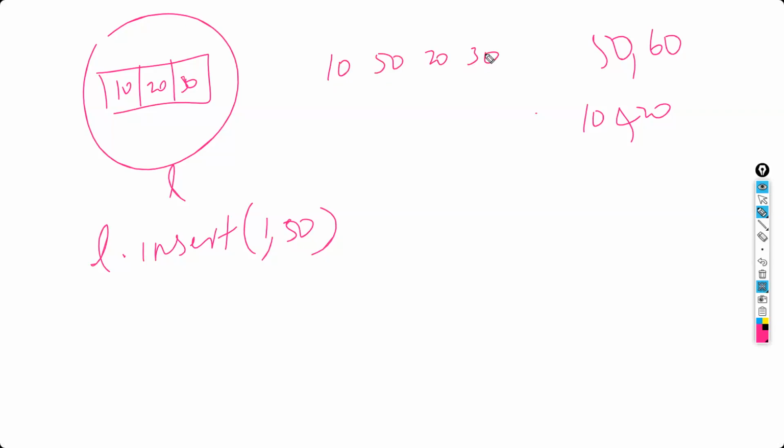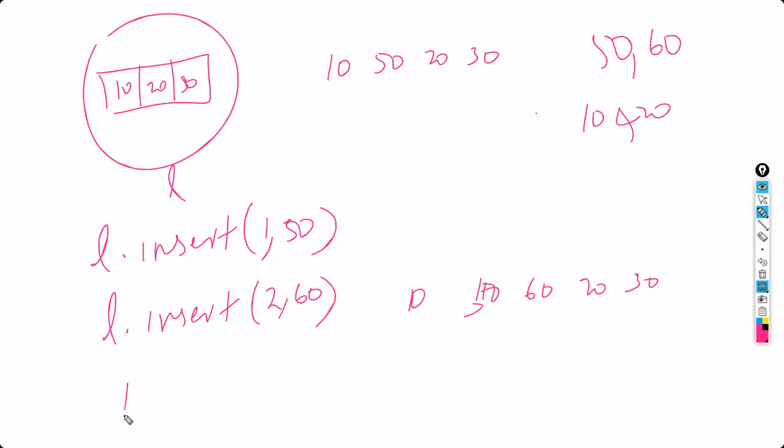Completed? Now I'm going to use L dot insert in the second position, where I want to add 60. Now what happens? It is going to give 10, 50, 60, 20, 30. And finally I'm going to print the L. Means you have to write 2 lines of code, instead of a single line. Is the point clear, guys?